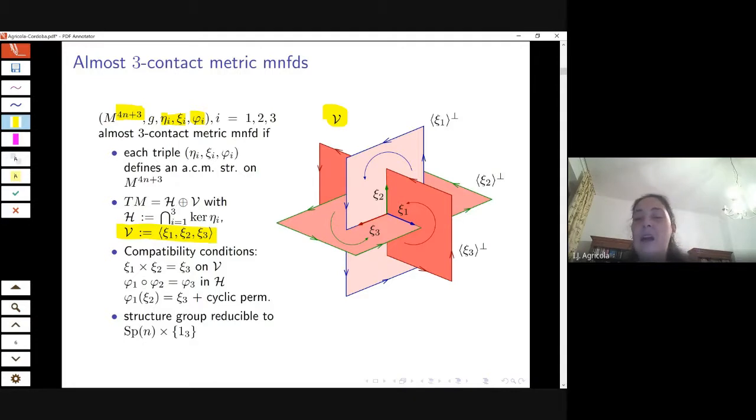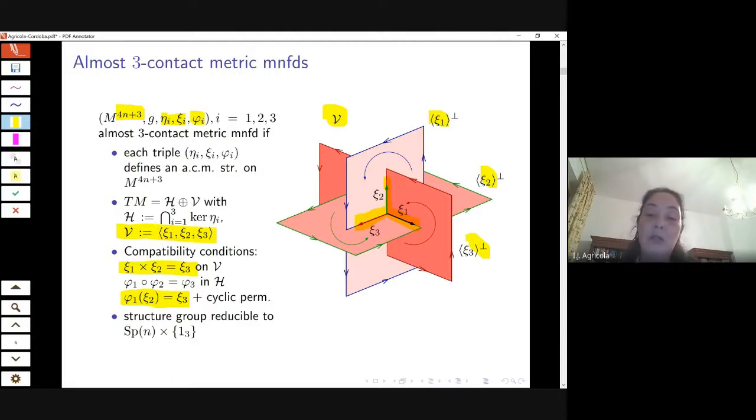Now schematically, where I have these three orthogonal vector fields, Reeb vector fields, for each one I have an almost complex structure rotating in the orthogonal plane. So these are the three planes which I tried to draw here. Each one is an almost contact metric structure. The horizontal space goes away. And now the compatibility conditions are exactly those which you can read from the picture. So for example, the orientation between xi1, xi2, and xi3 is chosen in such a way that xi1 times xi2 equals xi3 in the 3-dimensional subspace. Phi1 composed with phi2 is equal to phi3. And the image of, for example, xi2 under phi1 is xi3.